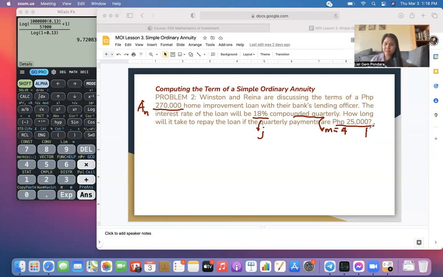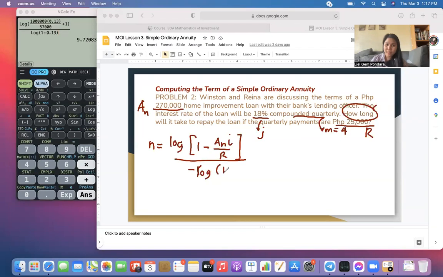Very good. Periodic. For how long again? We're looking for the number of years. Now let us first have N equals the formula: log of 1 minus A sub N times I over R, all over negative log of 1 plus I.